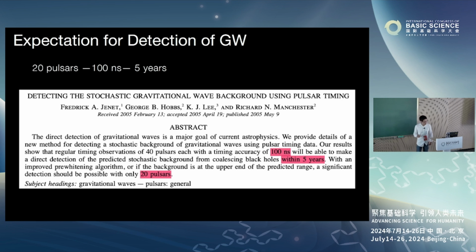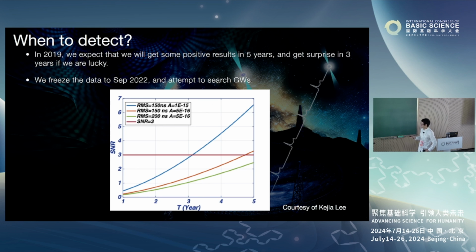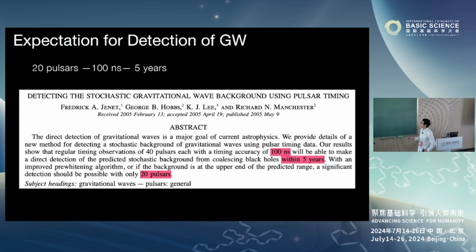Because we have such an excellent timing precision, that gives us great confidence that we can make a great detection of the gravitational waves. Why is that? Because there was a work done in 2005. That work shows that if we want to detect the gravitational waves, we have to observe about 20 millisecond pulsars with timing precision of about 100 nanoseconds for about 5 years. So now we have more than 20 pulsars with 100 nanosecond precision.